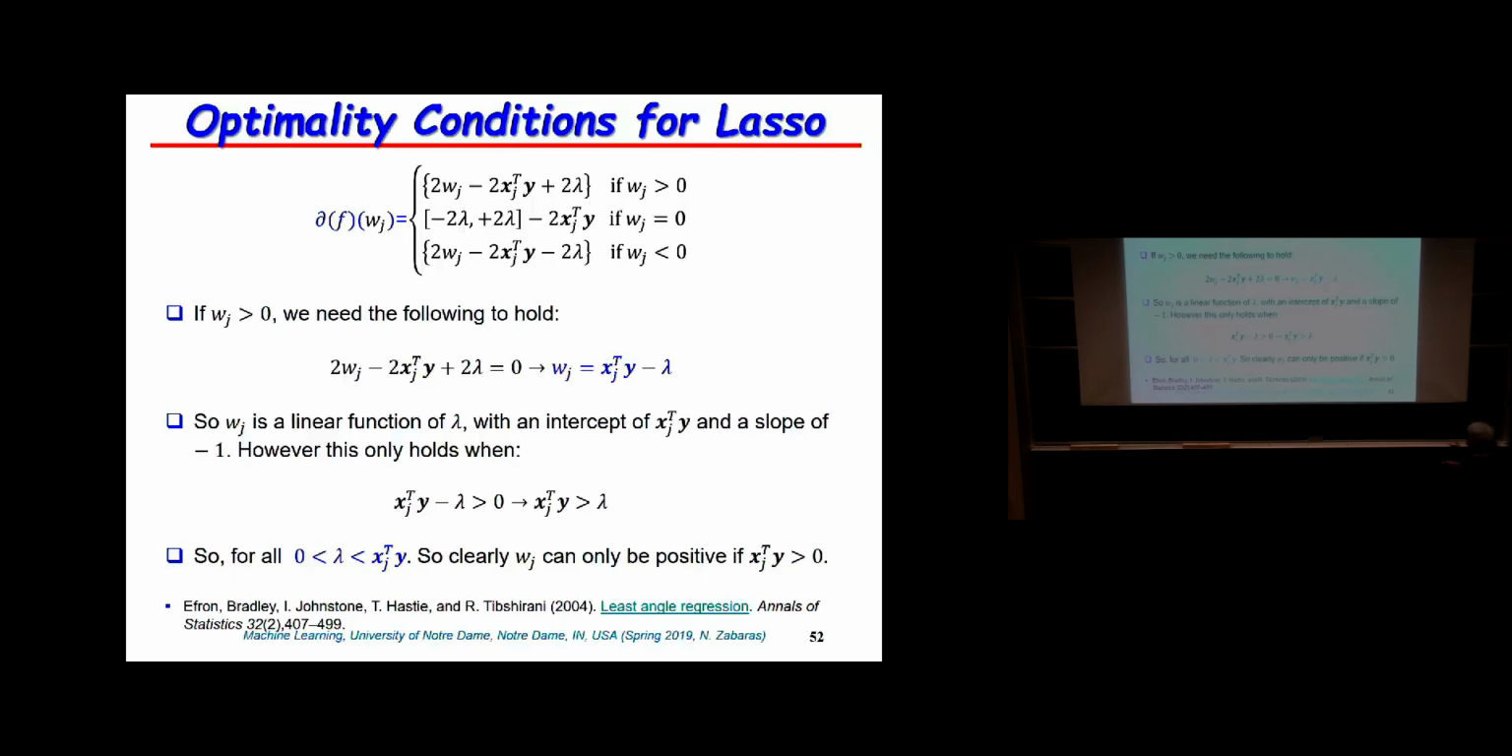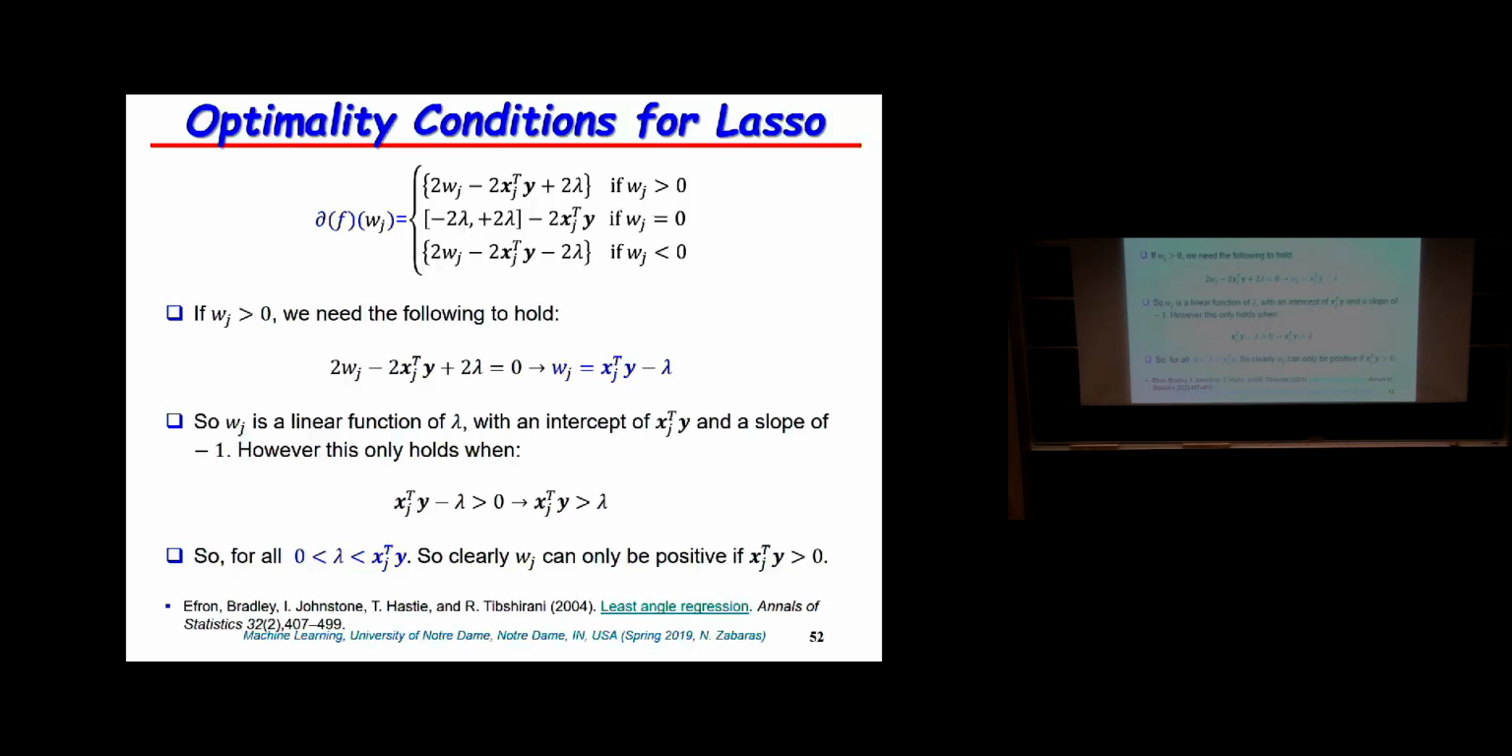Bottom line, if lambda is greater than 0 and it's less than xj transpose y, then Wj equals that answer, and that's the final answer. We basically have calculated the coefficient Wj, all right?